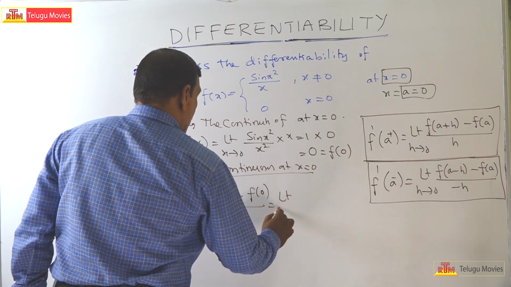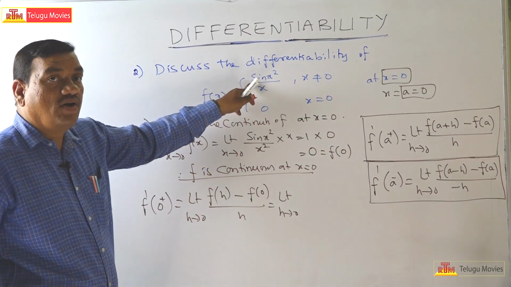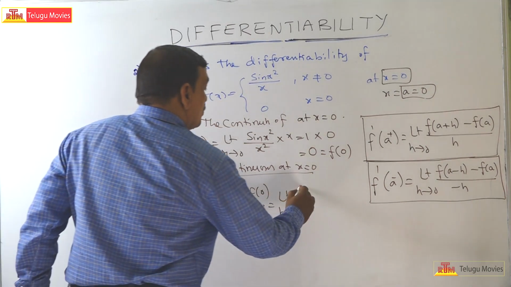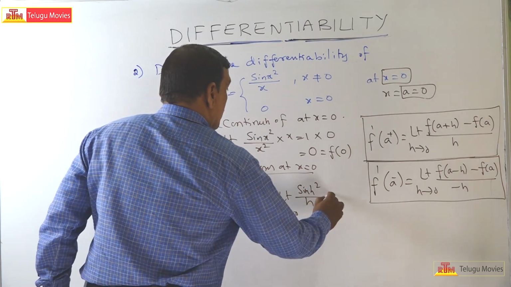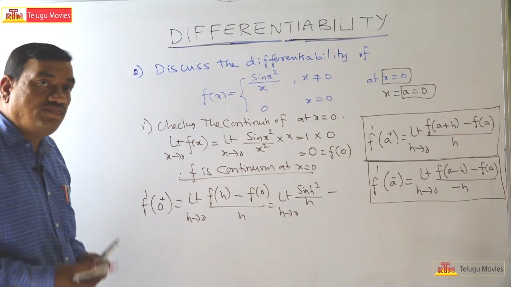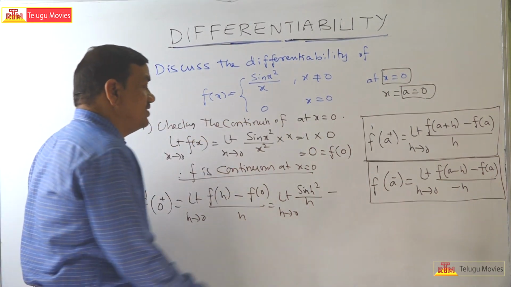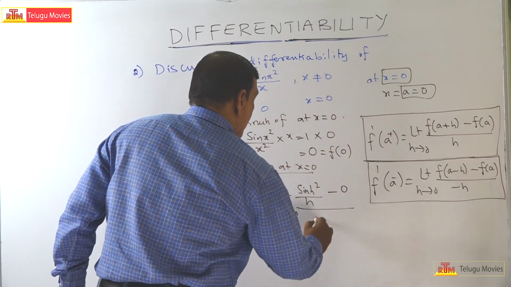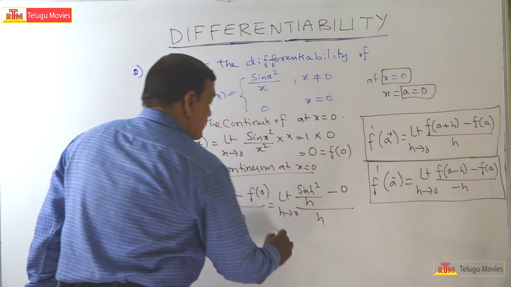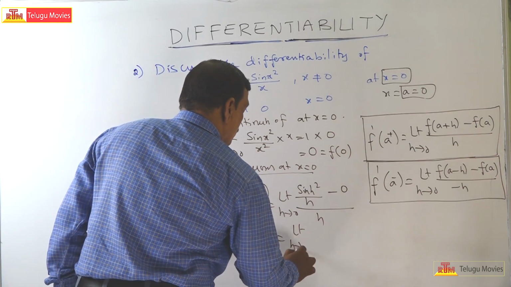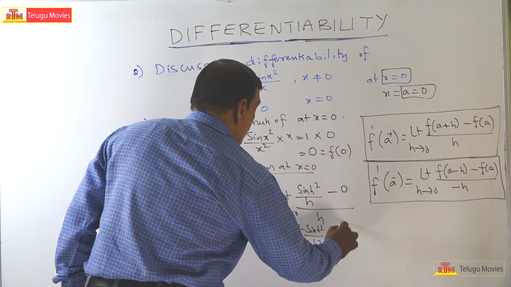So, what is this value? Limit h tends to 0, f of h means what? This is equal to sin h square by h minus f of 0. When x is equal to 0, f of x is equal to 0. That means it is 0, whole divided by h. Now, what is the answer for this? Limit h tends to 0, sin h square upon h square, this value is equal to 1.